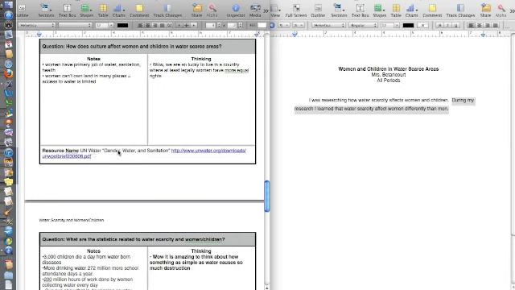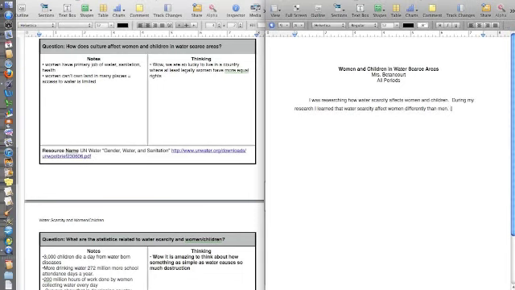So I'm going to quote UN Water, Gender, and Sanitation, and the way you do that is you write UN, or you can actually just write the title of the article, which is Gender, Water, and Sanitation. Okay. This little parenthesis, what it tells me is that the information I have just said comes from this article. Okay? All right. During my research, I learned that water scarcity affects women differently than men.